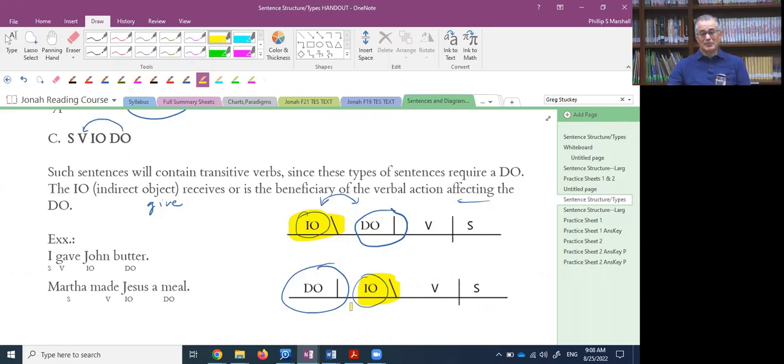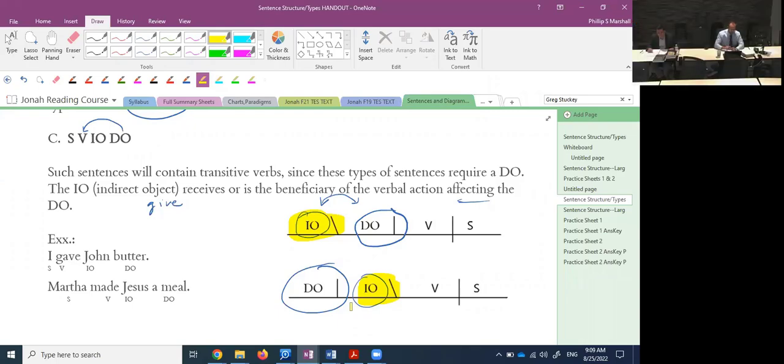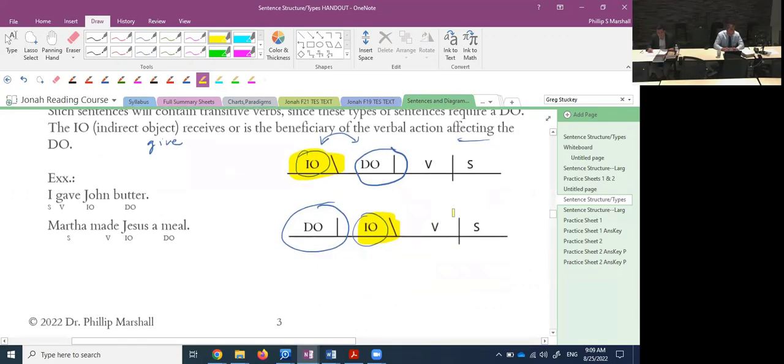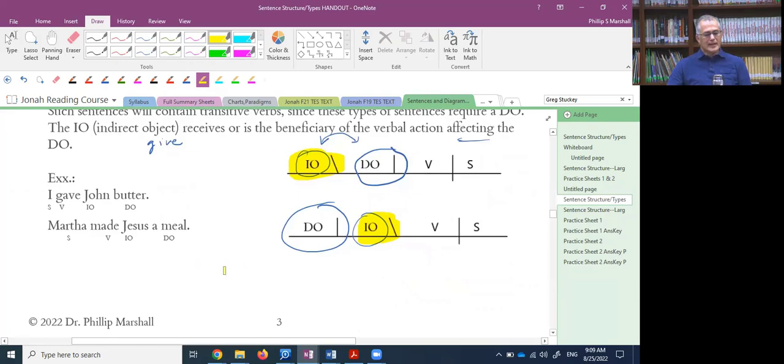So there he slept the sleep. That's in structure a direct object. Okay, so I gave John butter. Here, John is my indirect object. So that's what's new to the sentence pattern. I gave John butter. So John's the recipient.